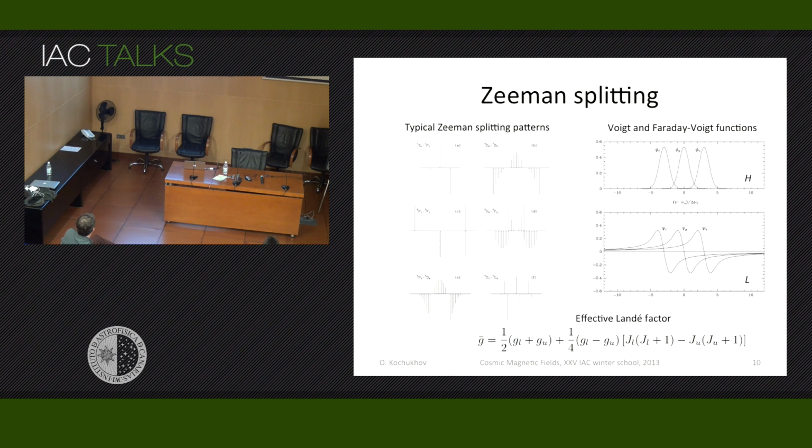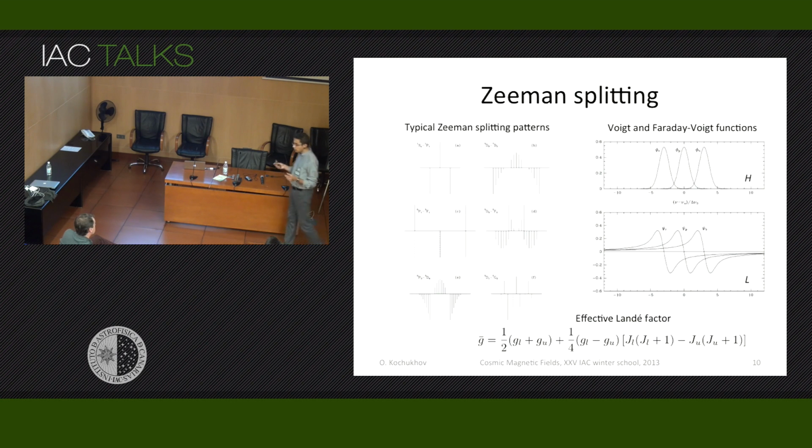This is an example of how different Zeeman splitting patterns may look like for different lines. So our simple triplet is here, but in reality the situation may be much more complex. We can have many pi components and many sigma components, and they can be distributed in different ways relative to the line center. So these are all the different possibilities that we can have.